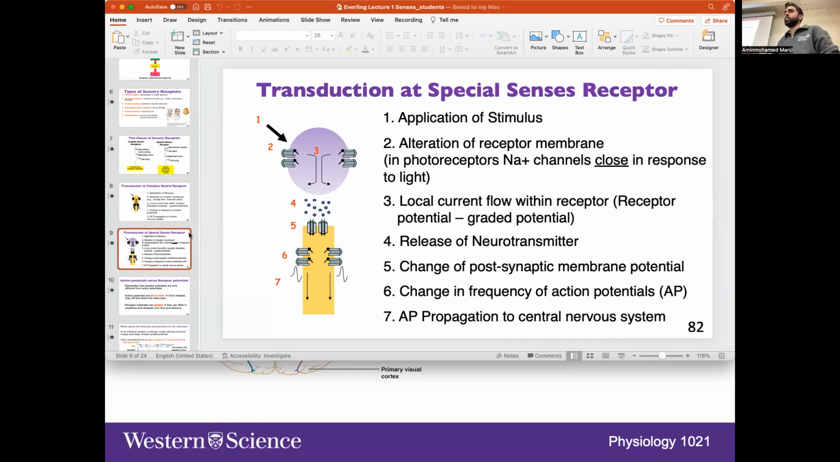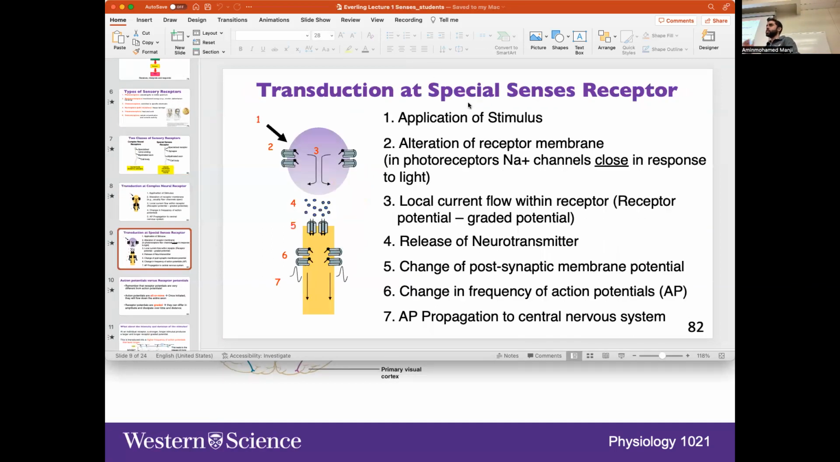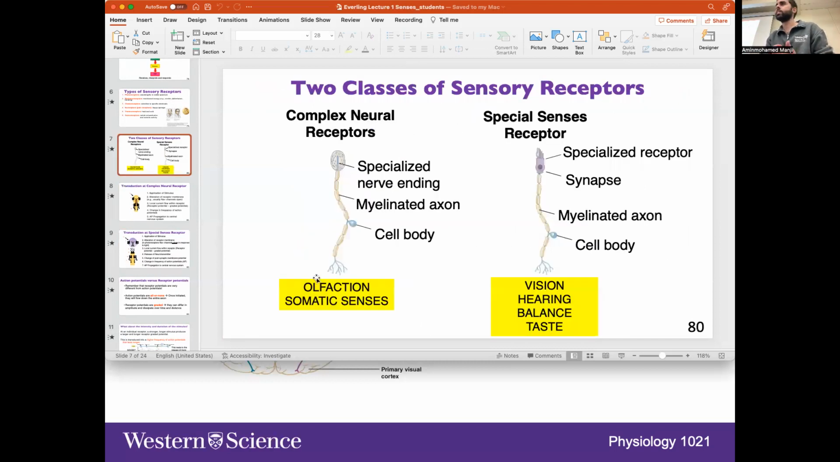Don't overcomplicate stuff like that, right? Look at the way it's called. Complex neural receptors are neurons. They can make action potentials. Special senses receptors are just receptors that detect sense, right? Whether it's vision or what was it? It's not touch and it's not smell, right? So it's vision, hearing, balance, and taste specifically where you find these special senses receptors. Okay, so they can generate receptor potentials or graded potentials. They do not generate action potentials. They signal to a neuron to lead to action potentials.